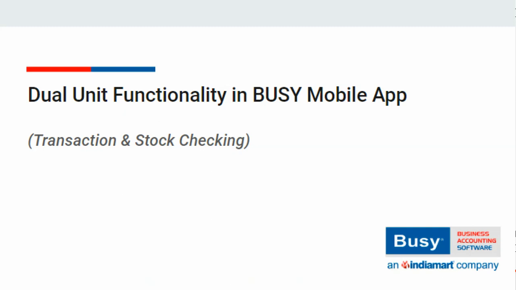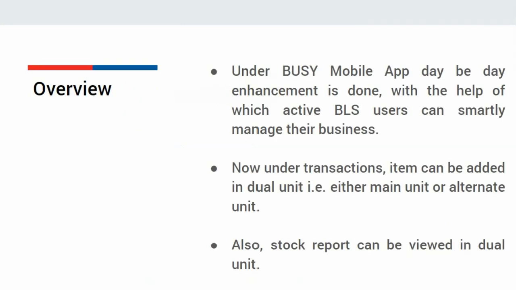Dual unit functionality in Busy Mobile app. Under Busy Mobile app, day by day enhancement is done with the help of which active BLS users can smartly manage their business. Now, under transactions, item can be added in dual unit, that is either main unit or alternate unit. Not only this, stock report can also be viewed in dual unit.